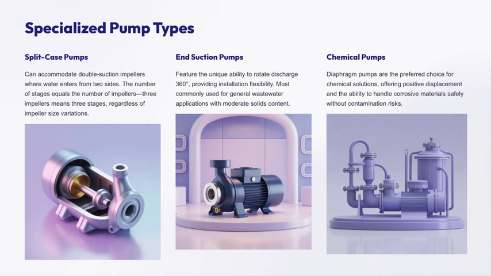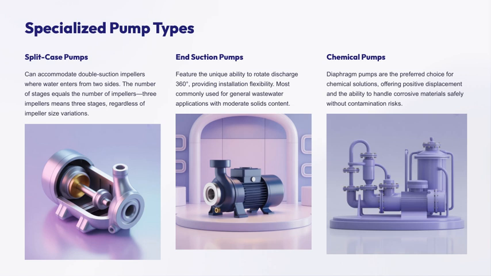One of their key features is their ability to rotate the discharge outlet 360 degrees. This flexibility makes them very versatile during installation, especially in tight or complex spaces. These pumps are most commonly used for general wastewater applications, particularly when dealing with moderate solids content, thanks to their straightforward design and adaptability. Finally, let's discuss chemical pumps, specifically diaphragm pumps.